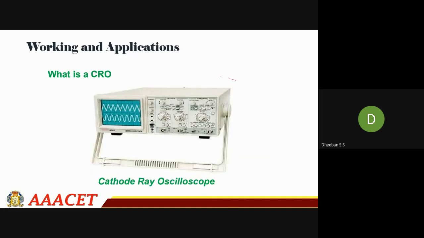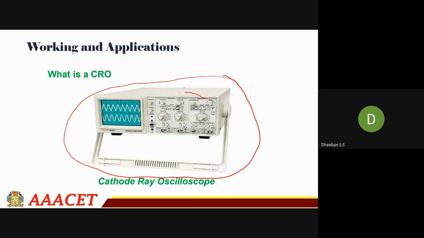So this is how your CRO looks. You might have seen it in your laboratories. There will be adjustment areas. Here you will be connecting your probe. It is a two channel CRO, because two channels can be connected. Here you can see it has a primary and a secondary channel.